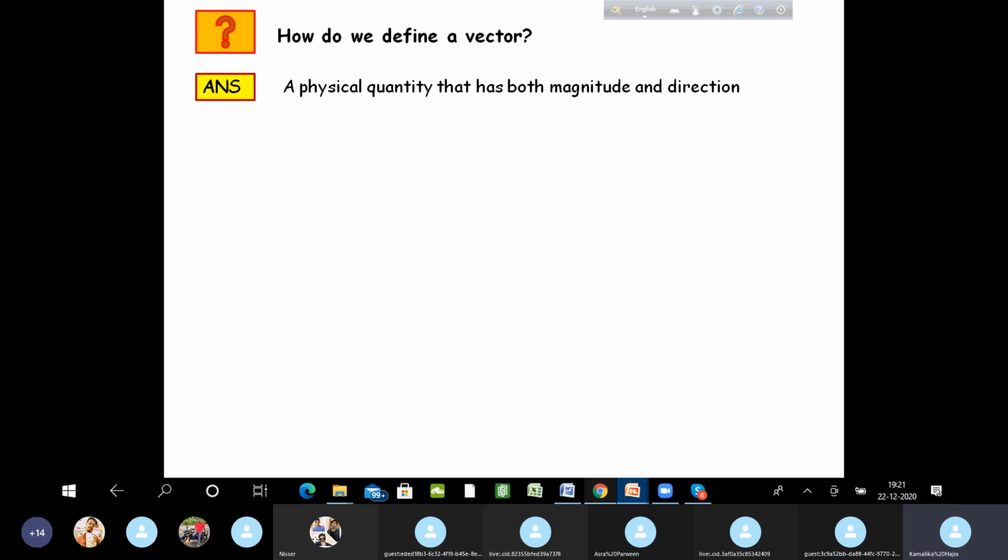The next question that immediately will be asked is, in which direction are you applying the force? So such quantities which don't make sense unless you say the direction in which they are acting are called vectors.